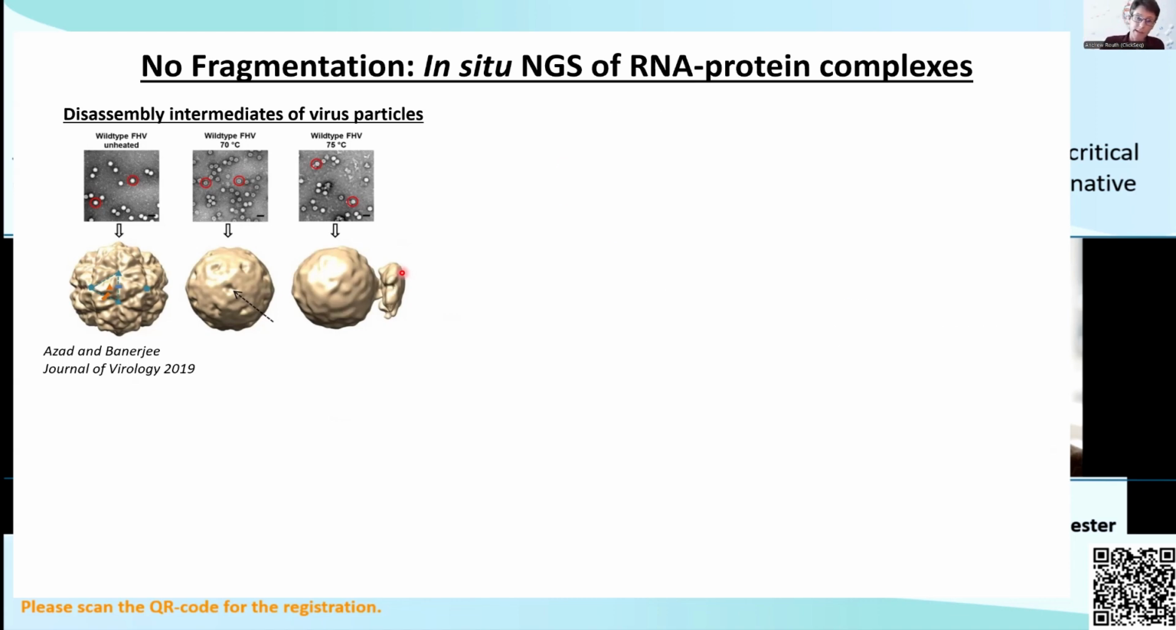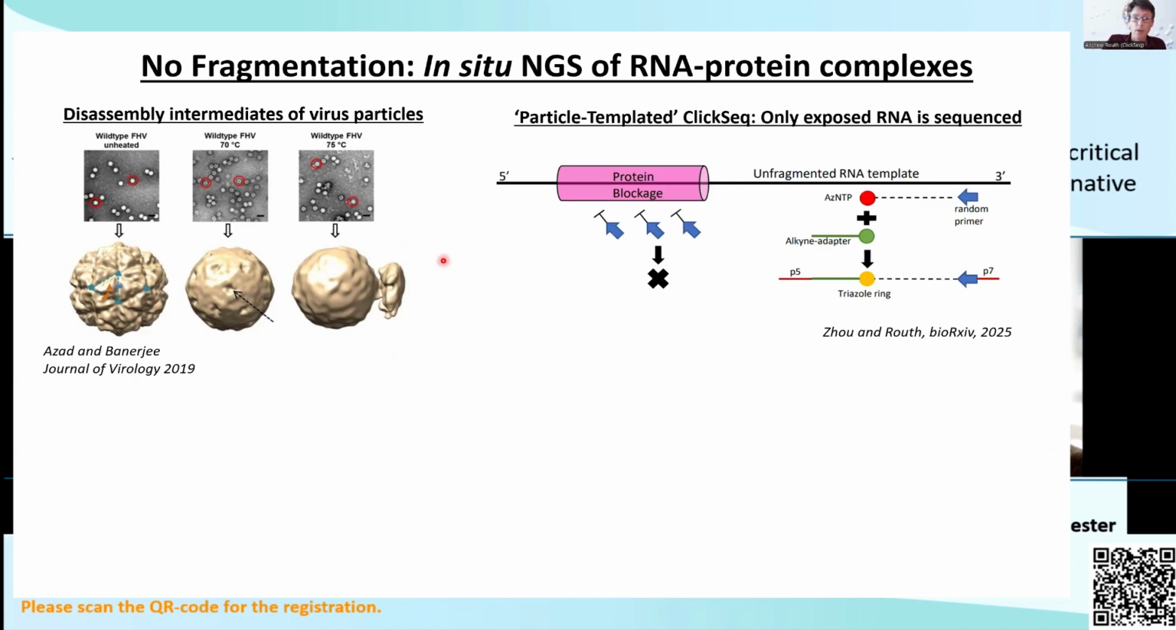But because with ClickSeq, we don't have to do any fragmentation, we can actually put these viruses into our sequencing reaction directly. We don't have to purify the RNA, we don't have to fragment, we don't have to do anything clever. We just put it directly into our reverse transcription reaction. And so when we do this, if there's protein blocking the RNA, you can't prime there, and you certainly can't reverse transcribe through it or incorporate the azido-nucleotide. So in other words, the only RNA you can sequence in this scenario is the exposed RNA.